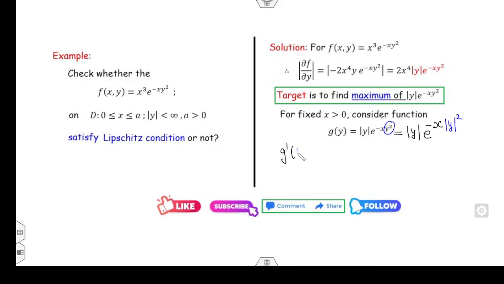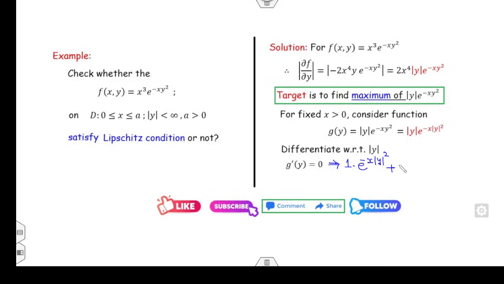Fine. So my condition will be, we can find the derivative of g with respect to mod of y, because here everywhere mod of y is written. Fine. So can you find the derivative with respect to mod y? Product rule: 1 into e raised to power minus x mod y square, plus e raised to power minus x mod y square into minus 2x into mod y is 0. E raised to power can never be 0, so that number is 1 minus 2x mod y square is 0.